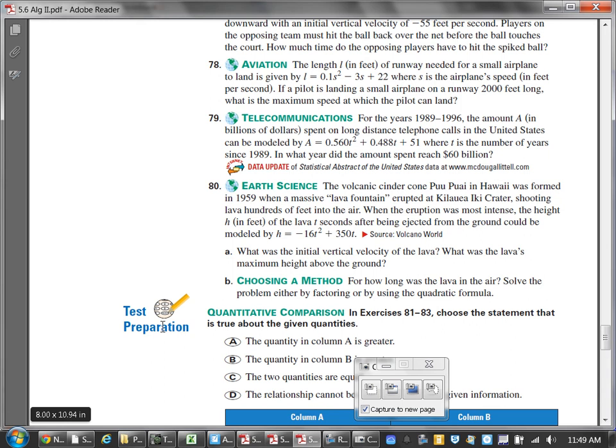In 80, the height here starts at 0, because where does the lava start? At 0 and it goes up. It starts underground, but that's beside the point. The initial velocity of the lava, what is it? What's the coefficient of t? Negative 16 would be the t squared coefficient. What's the coefficient of t? 350.